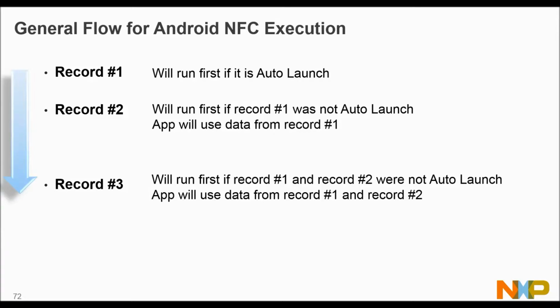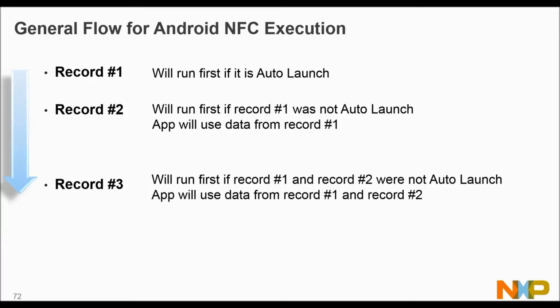The general flow for Android NFC execution is that you can store multiple NDEF records into a card depending on how much memory the tag has. Record number one, it'll go in sequential order. If record number one is an auto launch application, it will execute that first and not use the other two records or three records, however many you have afterwards. So if it's an application and you're auto launching it, that's what it'll execute.